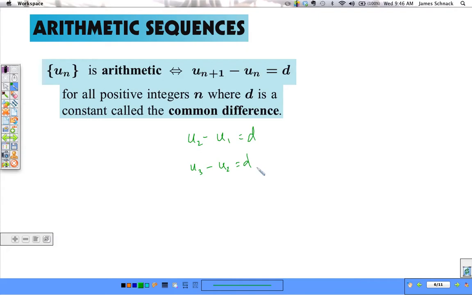Now we could keep going like this, but what this means is that if we take two consecutive terms and find their difference, it has to be the same for every two consecutive terms. If we have that, it's arithmetic. Or if we know that it's arithmetic, we know that there's going to be a common difference. That's what this if and only if means. It means it goes both ways. Arithmetic implies common difference. Common difference implies arithmetic.